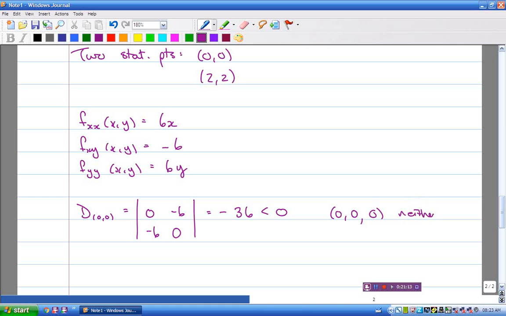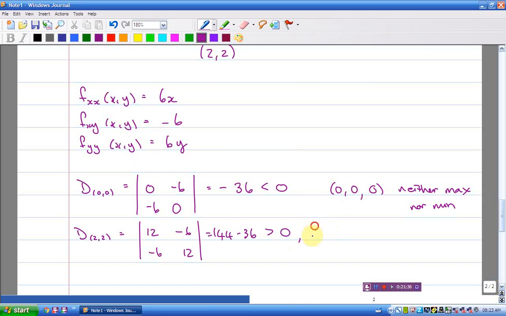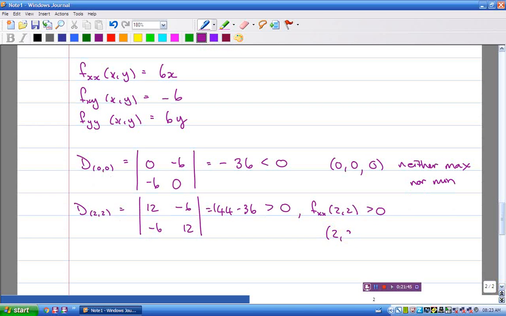Neither max nor min. And then if I work out my d at (2, 2), I've got 12 times 12 minus 6 times 6. That's 144 minus 36, which you can work out, but it's enough to know that it's greater than 0. Also, our x derivative was also greater than 0, so we have a local min. So (2, 2), let's plug x equals 2, y equals 2 into our function. According to my notes, we end up with minus 8, a local minimum.